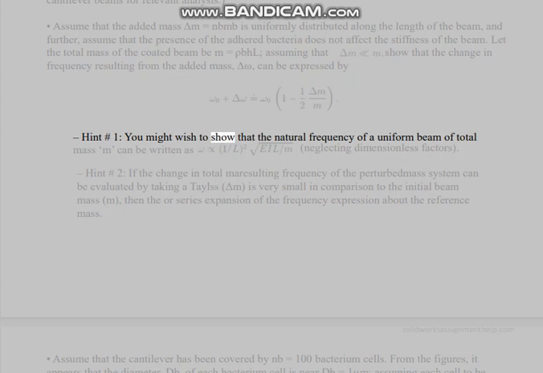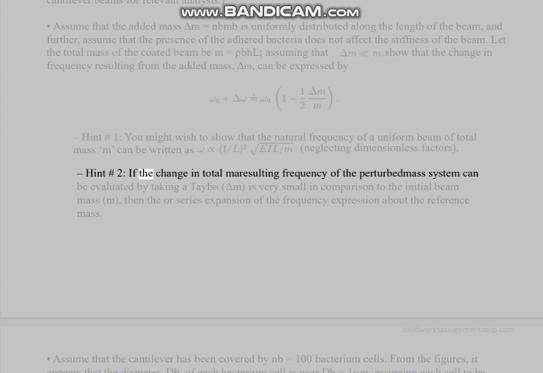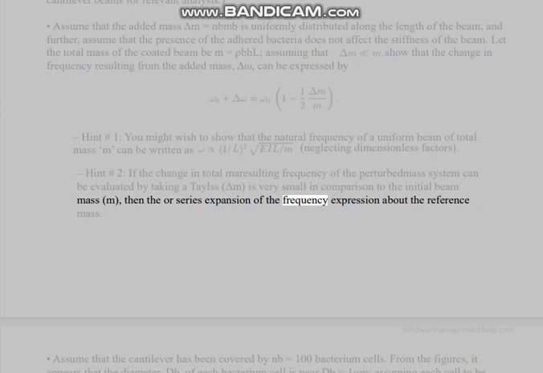You might wish to show that the natural frequency of a uniform beam of total mass m can be written as, neglecting dimensionless factors. Hint number 2. If the change in the resulting frequency of the perturbed mass system can be evaluated by taking a small added mass, delta m, that is very small in comparison to the initial beam mass, m, then use a series expansion of the frequency expression about the reference mass.